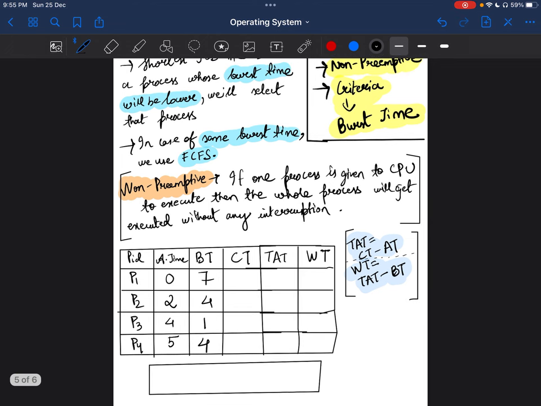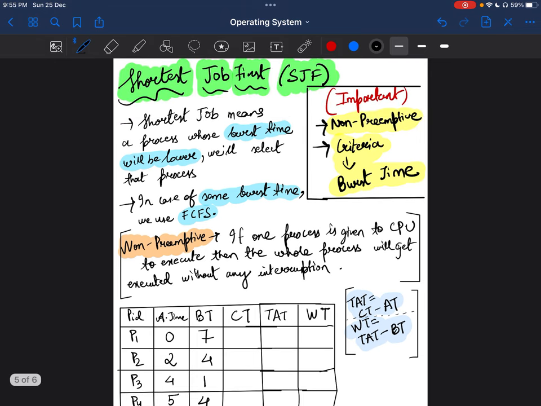And it is non-preemptive. We have already discussed in the first video what non-preemptive is. Non-preemptive means if one process is given to the CPU to be executed, then the entire process will be executed without any interruption. Whereas preemptive means the process will be interrupted and a new process will be given. We'll be doing that in the next video.